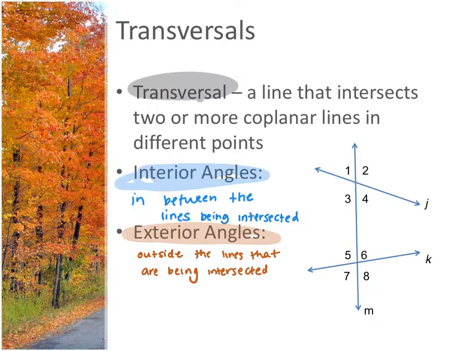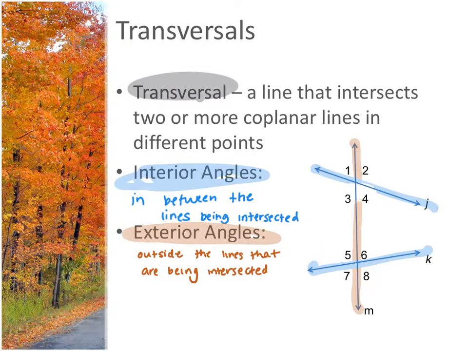So if a transversal is a line that intersects two or more coplanar lines in different points, there's three lines in this diagram. Which of those lines is the transversal? M. M is the only one that's intersecting two lines. Do we see that? Yeah? So M is my transversal, which means to establish interior and exterior, I'm looking at J and K.